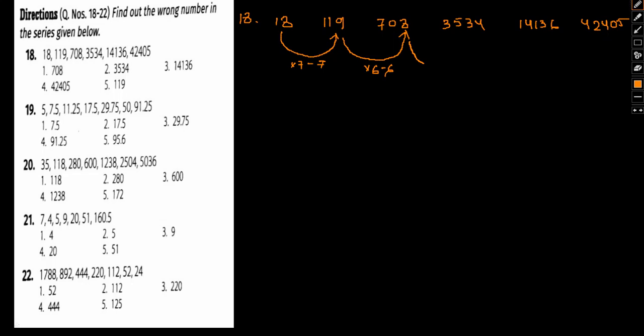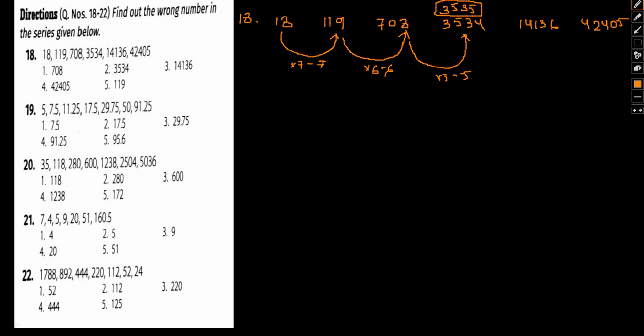Now from 708, we'll multiply this by 5. So 708 into 5 is 3540, and 3540 minus 5 is 3535. Here we see an error. This number should have been 3535. So this is the number that should have been there, 3535.